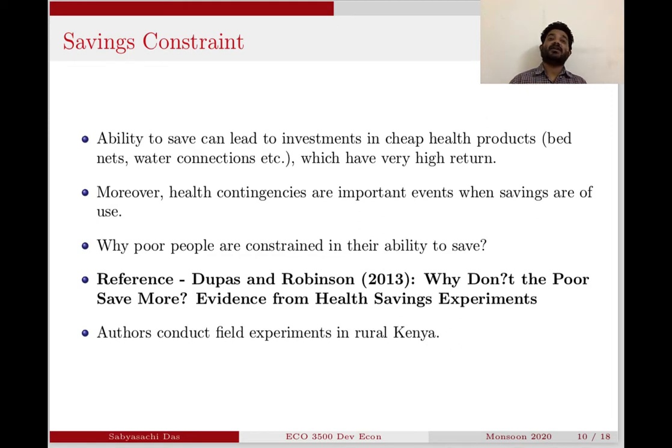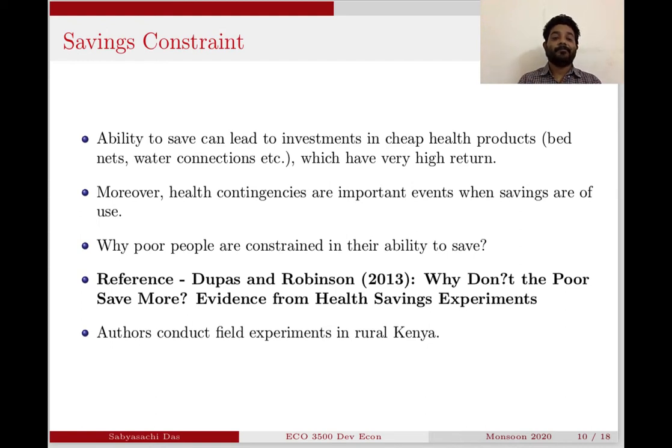We have also seen that in the migration context, if you're able to save, you can migrate out by paying this upfront cost, and look for better opportunities. So savings can help you migrate to better opportunities as well, which, as we saw in the case of Tanzania, has very high returns.